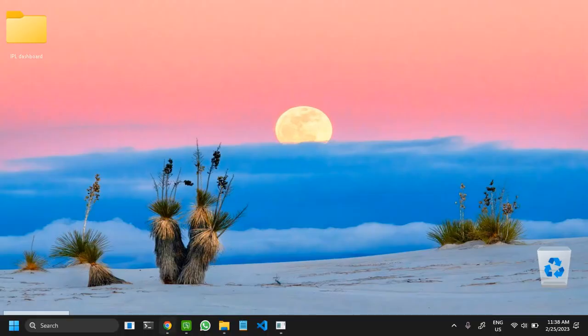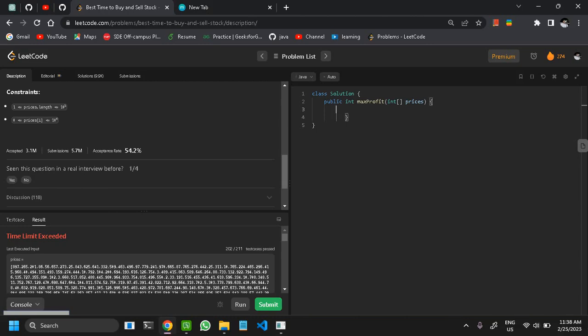What I'm going to have is my initial buy price, which I will take as min value, max value, because I have to minimize this price. I will take my answer as 0, which is the initial profit. So initially I don't have any profit, and now I am going to traverse the array from i equals 0 to i equals prices.length, i plus plus.